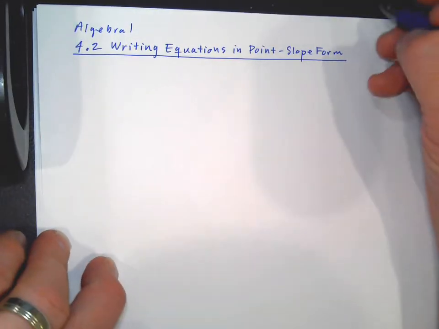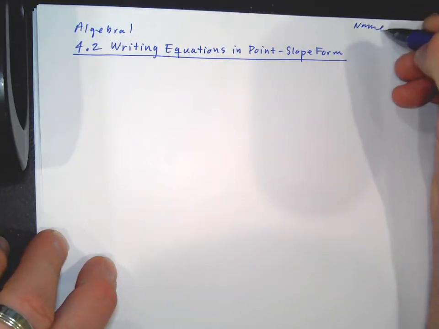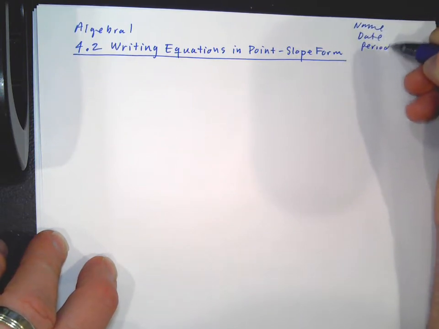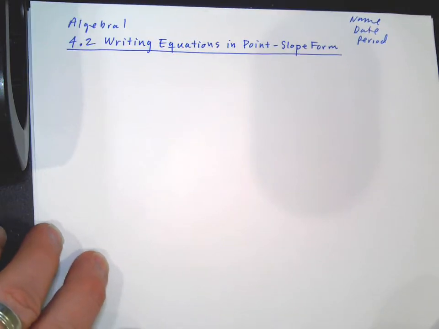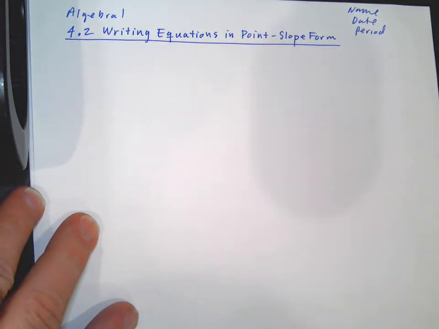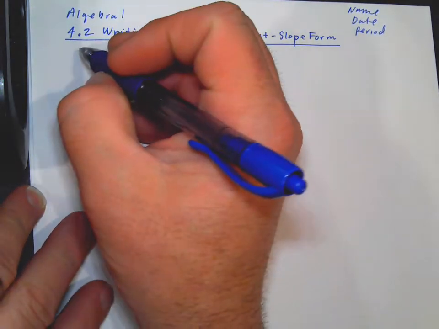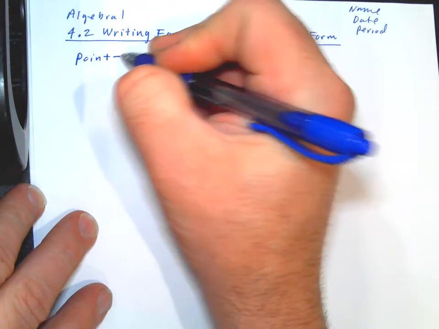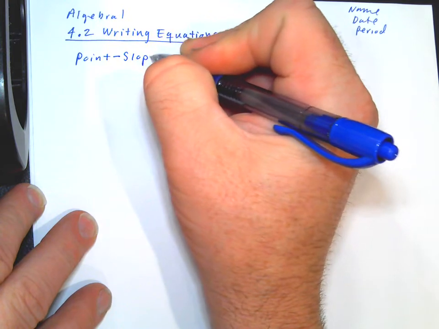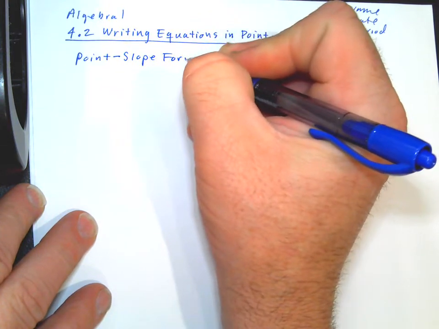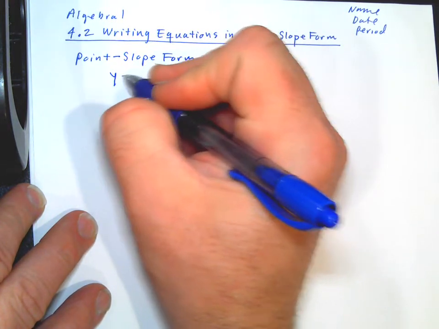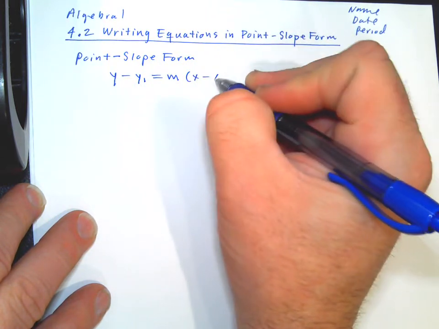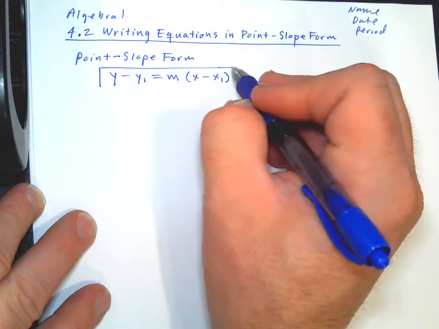Okay, so you should put your name on here, the date, the period. You're turning this in for credit. So, what is point slope form? Point slope form is a way of writing the equation of a line. And it looks like this: y minus y1 equals m times x minus x1. That's what point slope form is.